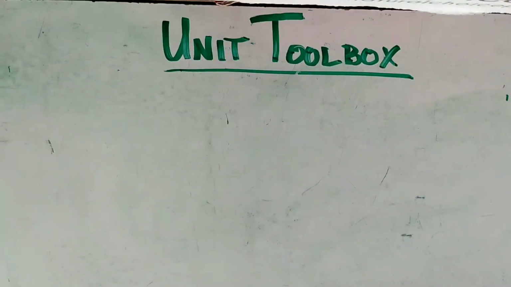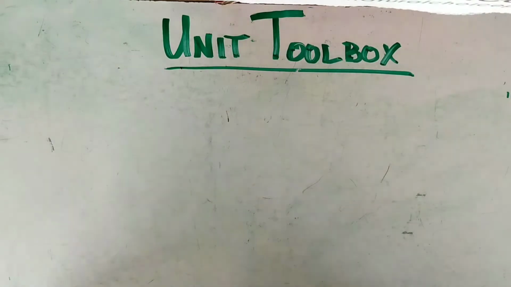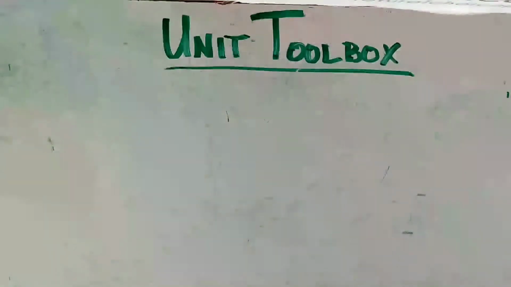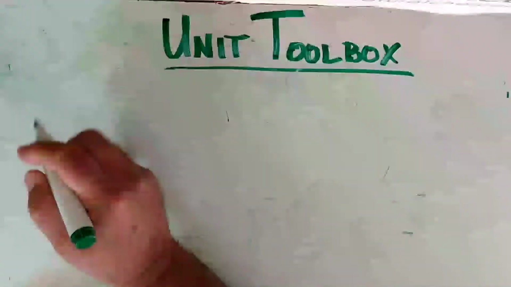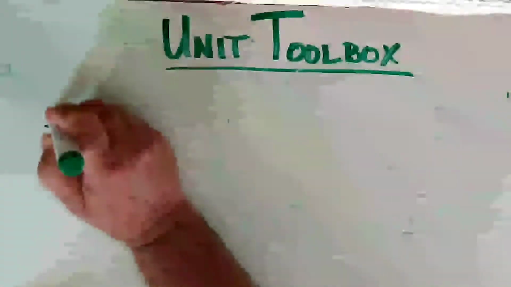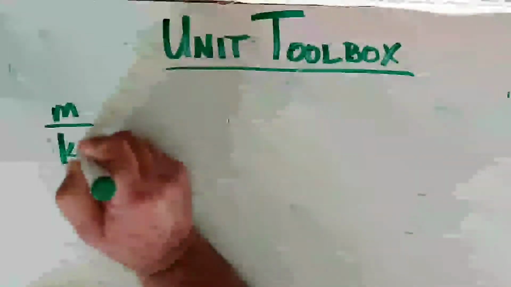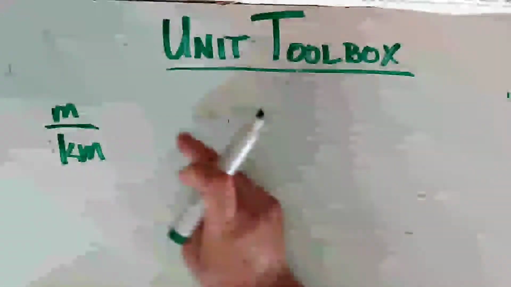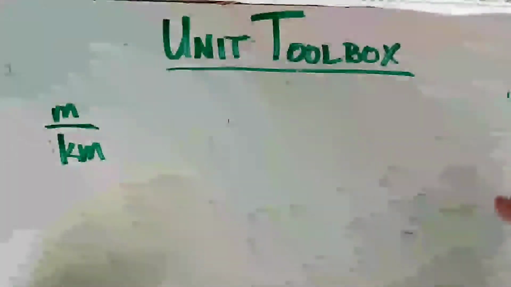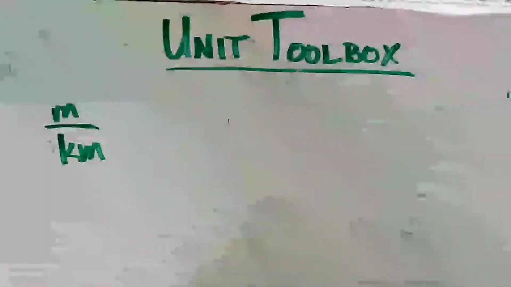And we're going to talk about these different conversion factors for your unit toolbox. So the very first one, we're going to go over meters and kilometers. Now you should be able to get 7 of these little lines across your paper. I may not be able to because of space running out on this whiteboard.